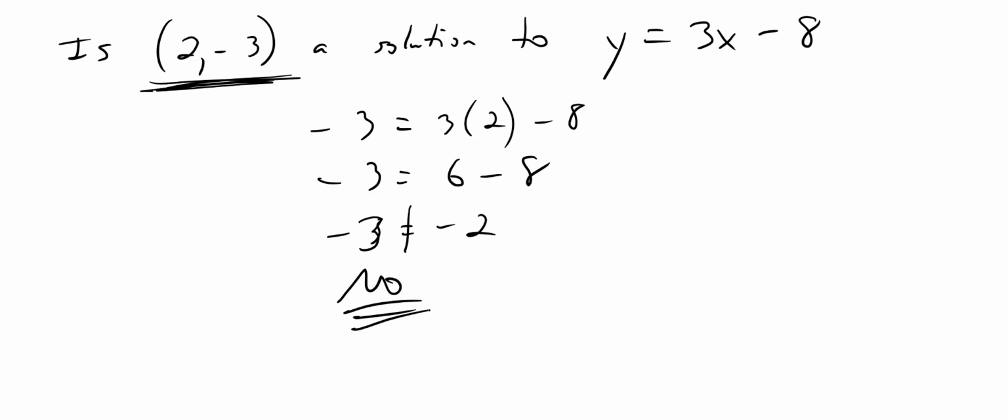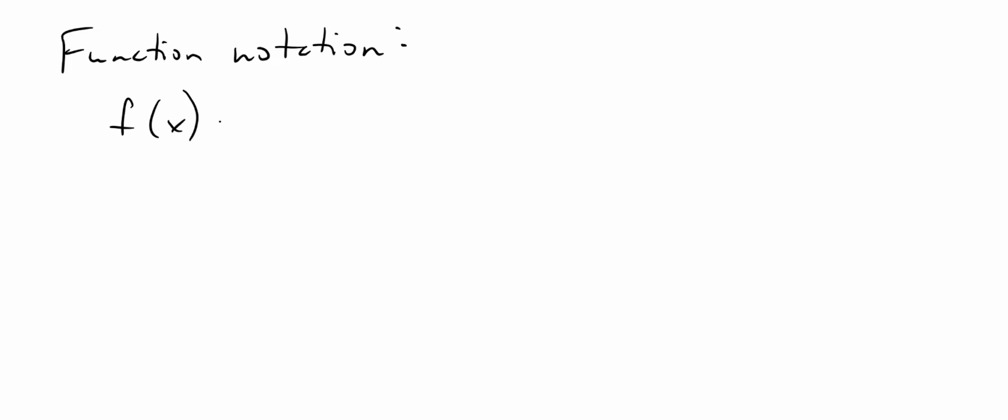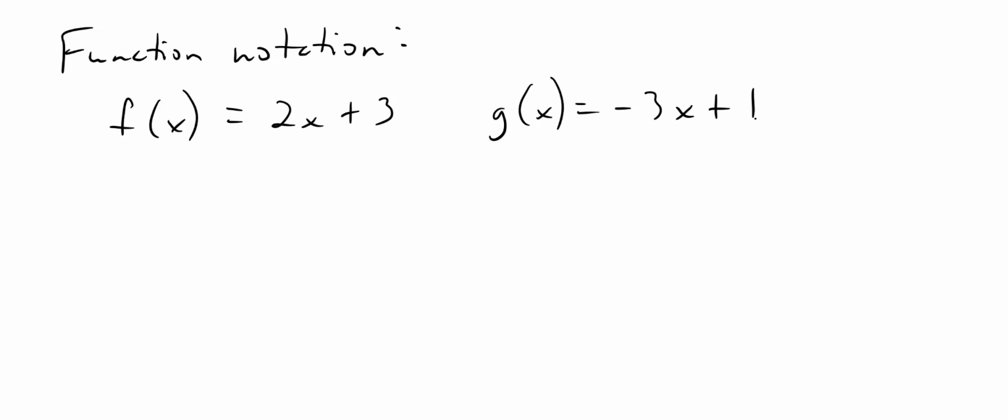Okay, so let's talk a little bit about function notation. You guys have seen this before. f(x) = 2x + 3. g(x), I can use any letter I want, g(x) = -3x + 1. So if I said, what's f(4)? You just put a 4 in where the x is.